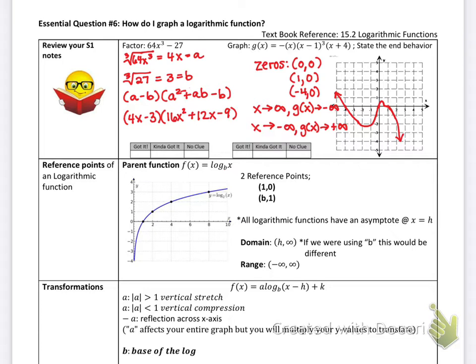So again, you can go ahead and click do you got it, you kind of got it, or no clue, just to reference and make sure that you are feeling good about everything.